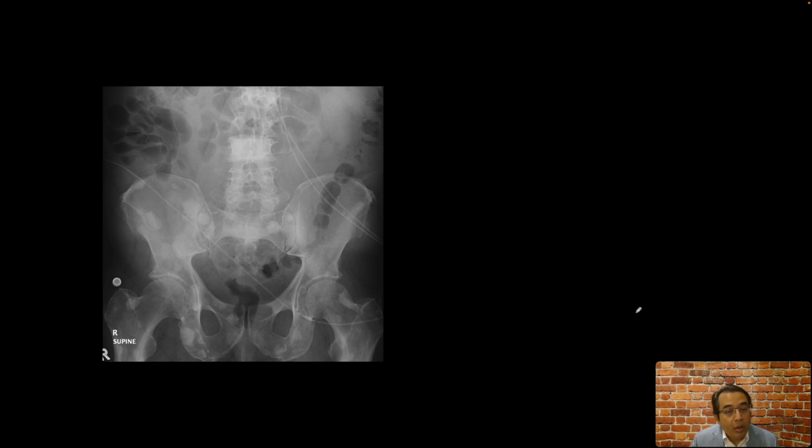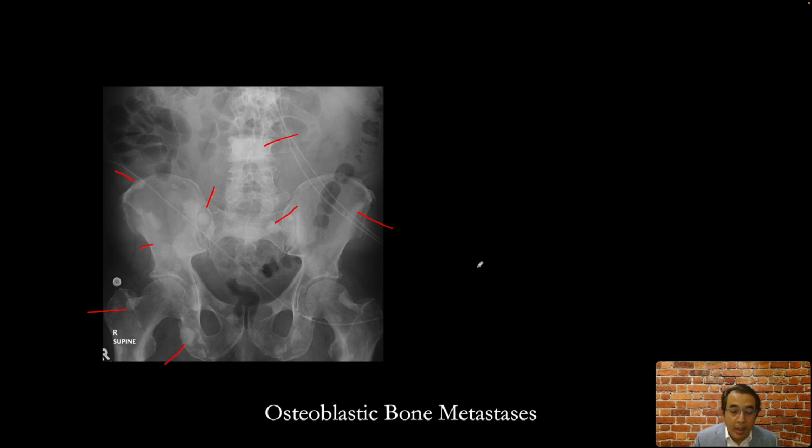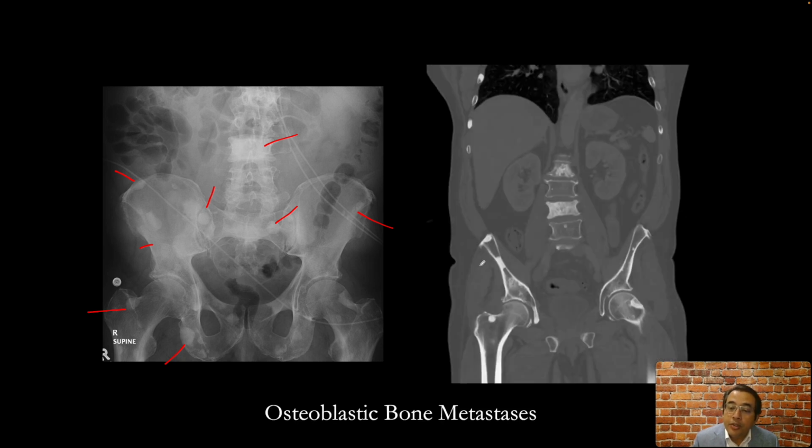Here's our next patient. On their plain film, the finding is multiple foci of sclerosis involving the pelvis, the iliac crest, ischium, and proximal femurs. These foci of sclerosis suggest multifocal osteoblastic bone metastasis, and this is a coronal image from their CT in bone windows showing in better detail the osteoblastic bone metastasis in this patient with prostate cancer.